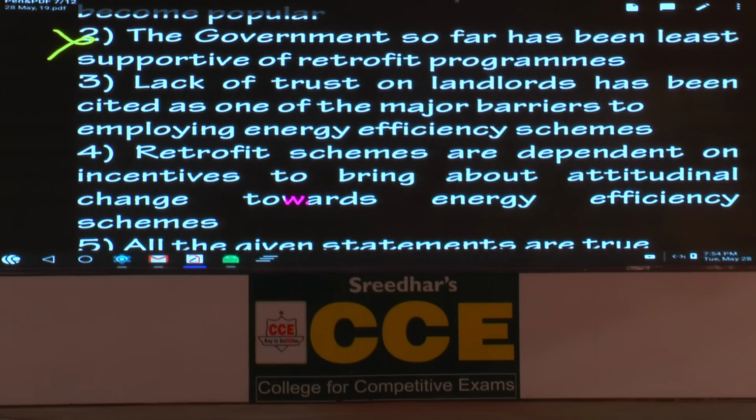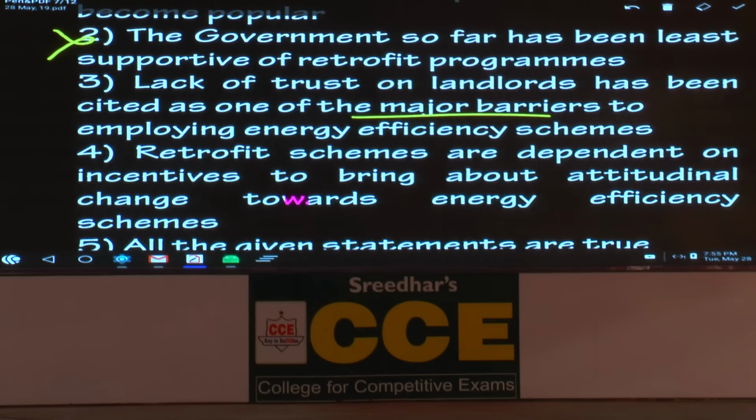Lack of trust on landlords has been cited as one of the major barriers to employing energy efficiency. Underline the words major barriers. It is not a major barrier, so don't consider that one. What is the next one?